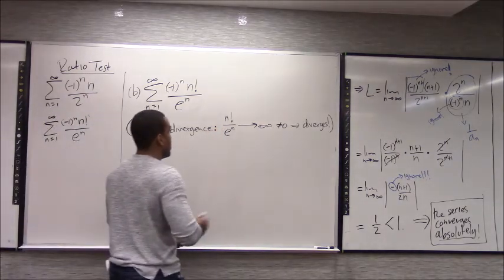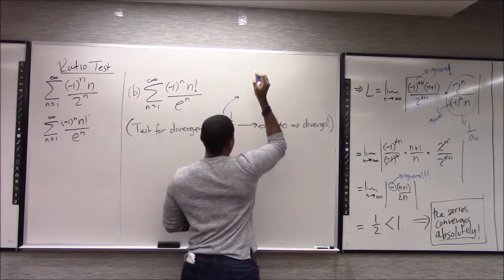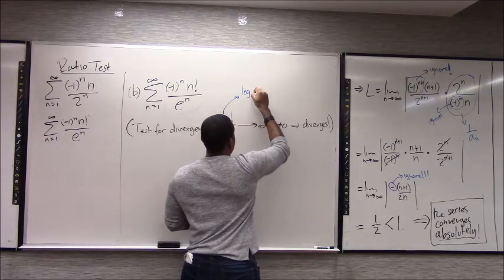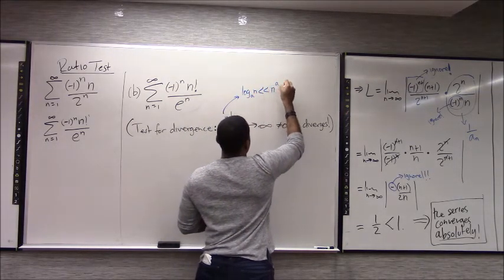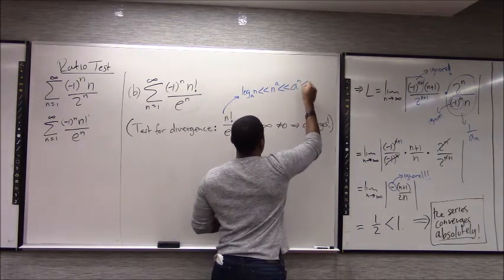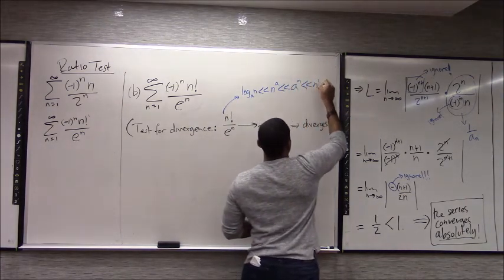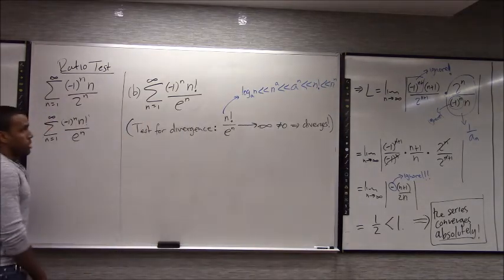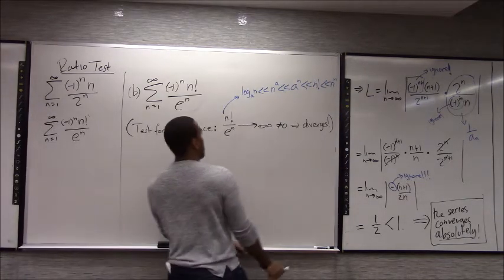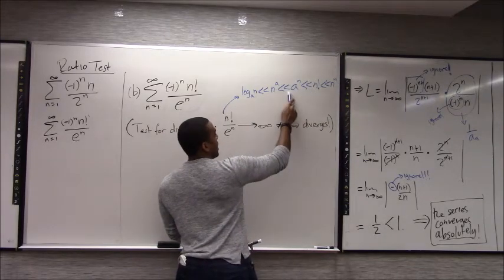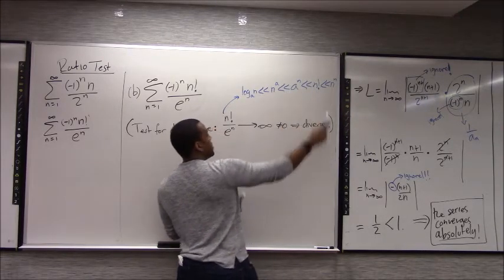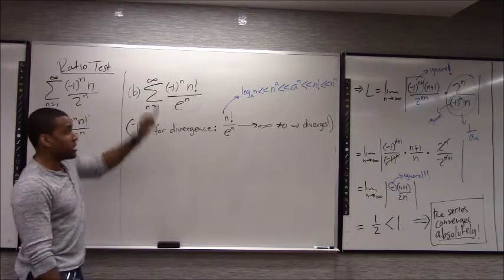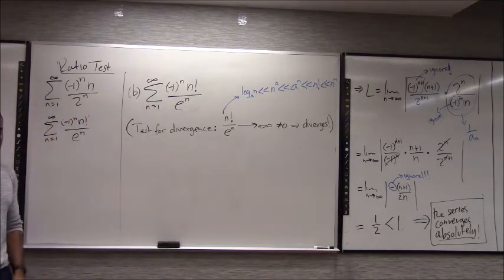And again, that's because this is a relationship you always need to remember. Logs grow slower than polynomials, grow slower than exponentials, grow slower than factorials, grow slower than the variable exponentials. Right? So we have a guy like this versus a guy like that. Guys like this are much bigger as you're going off to infinity. So that's going off to infinity. So I know it's going to diverge.